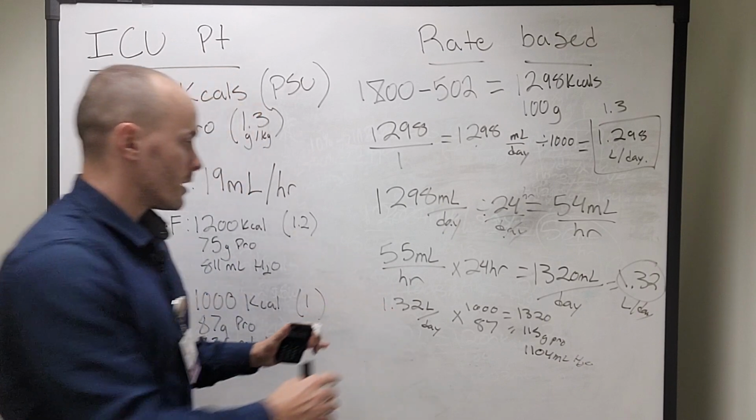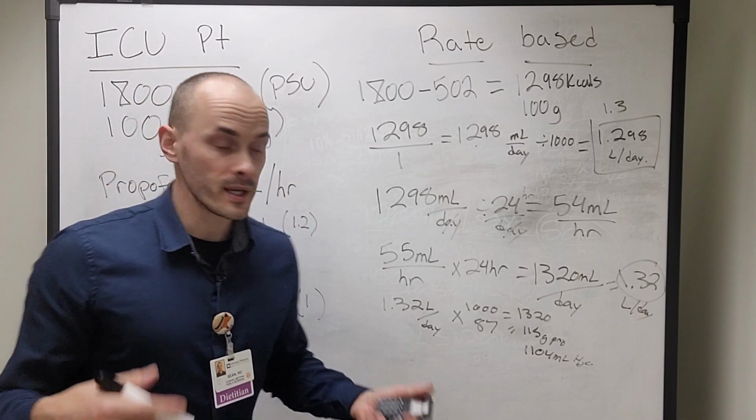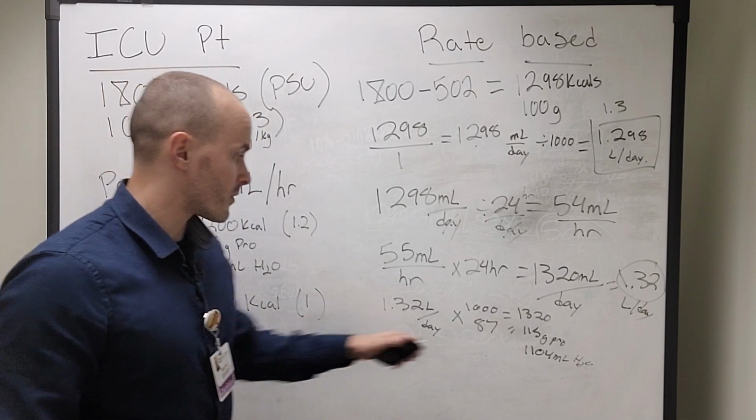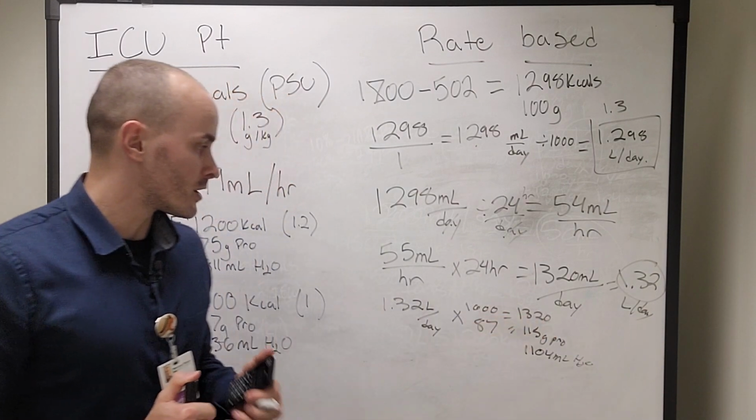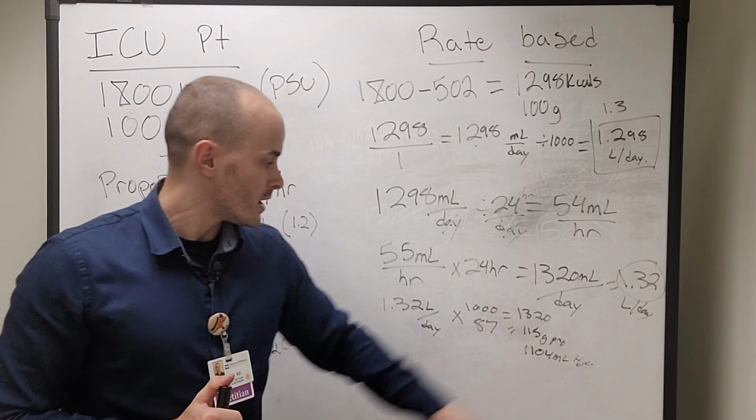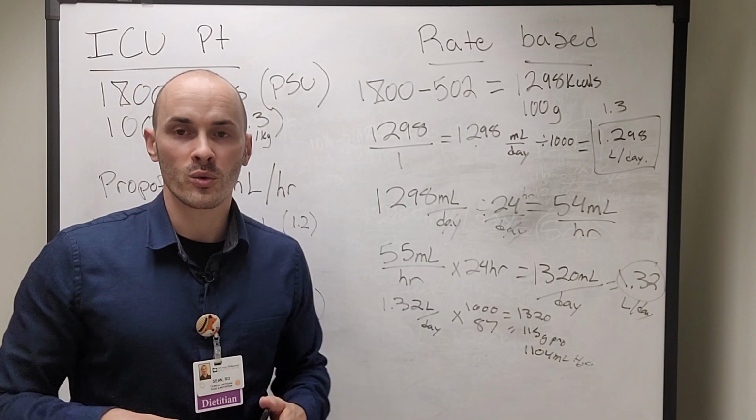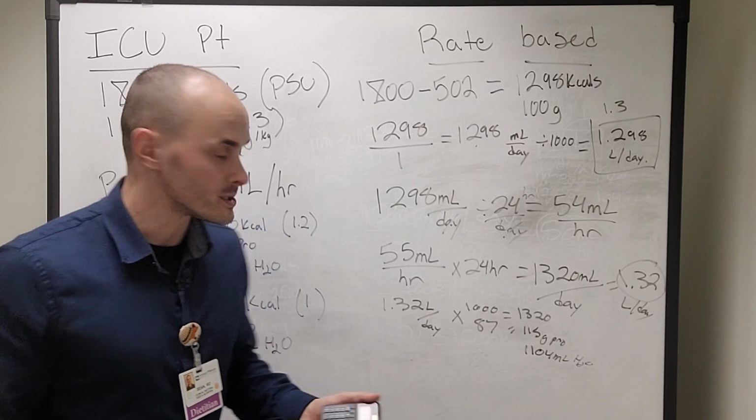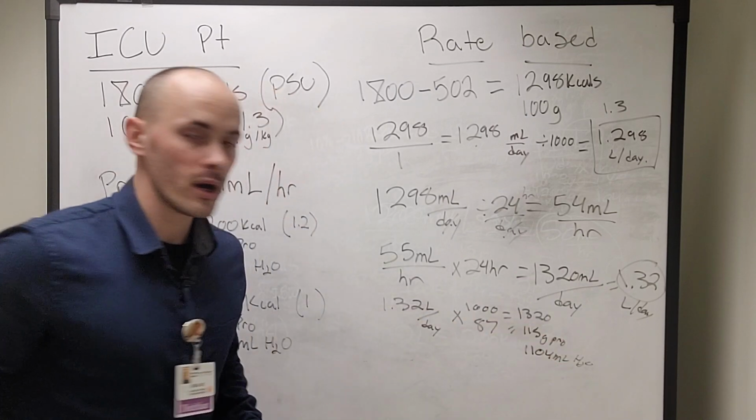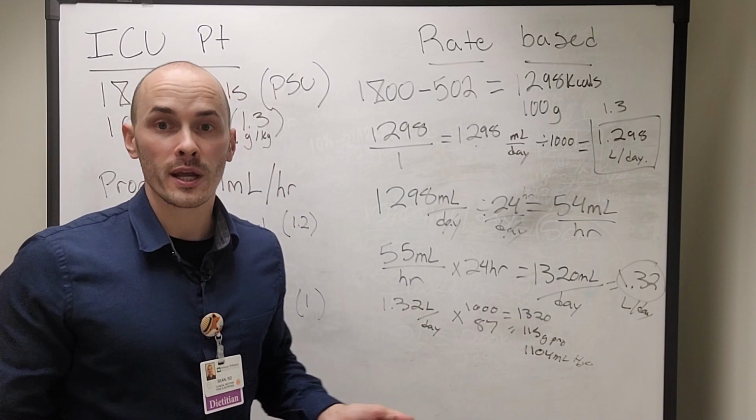So the way that this will read in our chart note is: recommend Vital HP at 55 an hour to provide 1,320 calories, 115 grams of protein, and 1,104 mils of free water. Recommend at least 60 mils Q4 hour free water flushes. So that's what that will read if we do a rate-based equation.